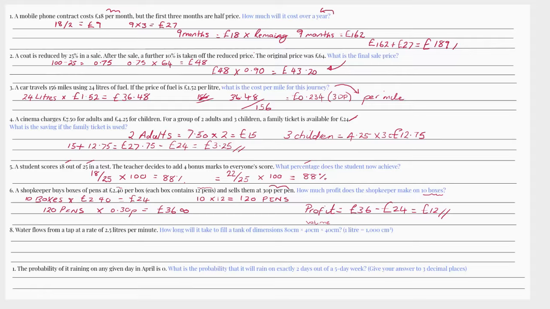And the volume obviously is times and times. So what we're going to do is work out the volume, and we're going to do 80 times 40 times 40, which gives us 128,000. So now I need to convert them into litres. We're going to divide by 1,000, and now we have 128 litres.